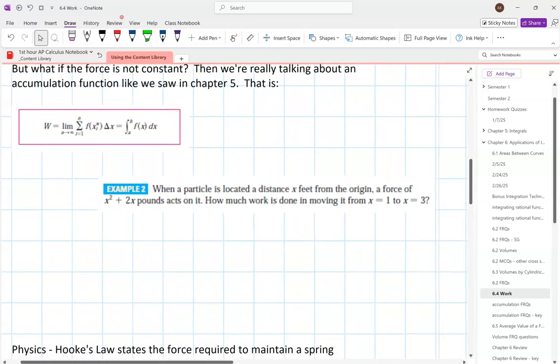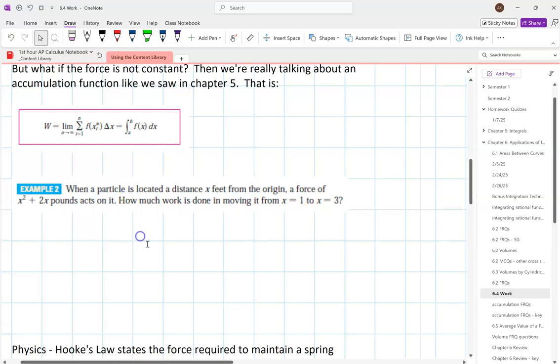So what if we have some particle that is located x feet from the origin, and a force of x squared plus 2x pounds acts on it? How much work is done moving it from x equals 1 to x equals 3? So here we can see the force is not constant because it's changing with the position of the particle, right?